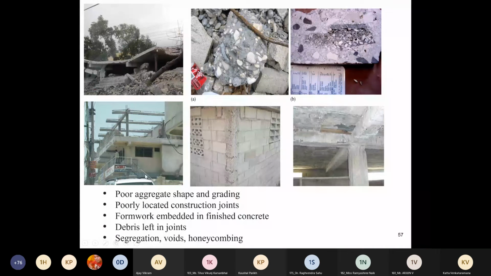Some of the damage photographs: poor aggregate shape and grading, poorly located construction joints, formwork embedded in finished concrete. These kinds of poor construction practices must be controlled. Debris left in joints, segregation, voids, and of course honeycombing. These are some of the causes of failures. This is the Haiti earthquake.